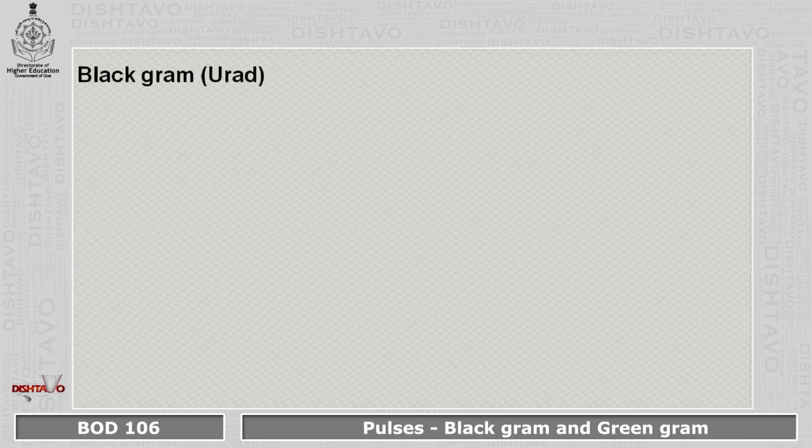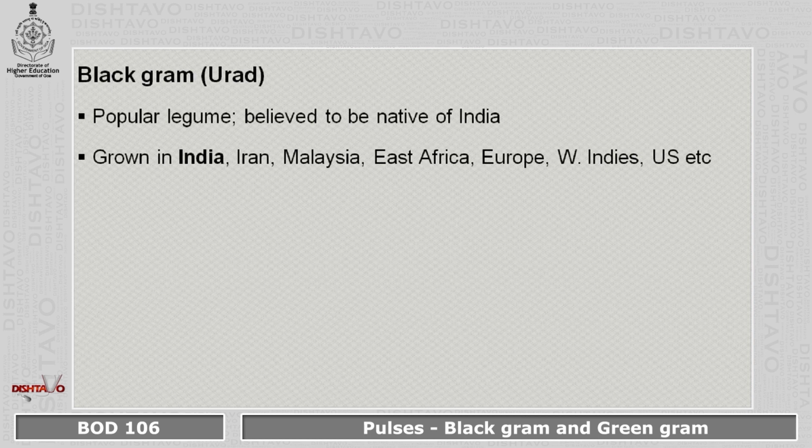First we will see black gram. Black gram is popularly called urad dal. Day to day we use that. It is a very popular legume believed to be native of India. But now these crops are grown in many other countries also. Still, India is the most important country with respect to this because India is the largest producer of this urad dal. Other countries include Iran, Malaysia, many others, including the US.